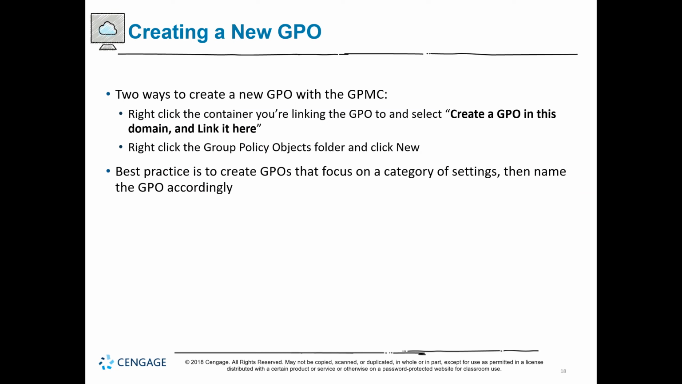Now, what I usually do is the bottom one, just because that's how I was originally taught. There's no wrong way on that one. It's just whichever one you're more comfortable with. Best practice is to create GPOs that focus on a category of settings, then name the GPO accordingly. See?